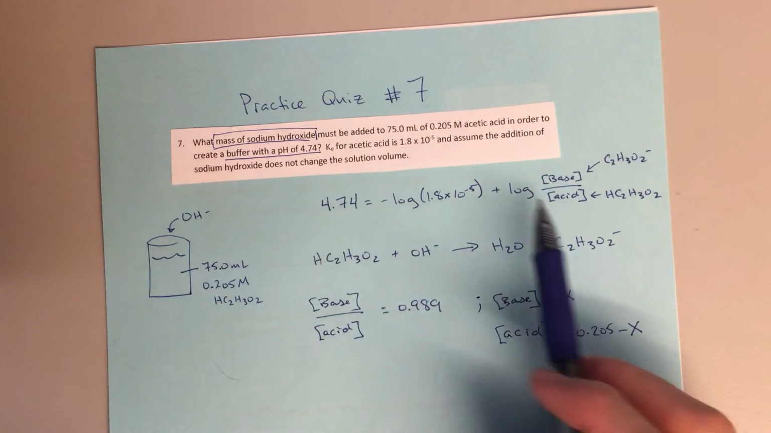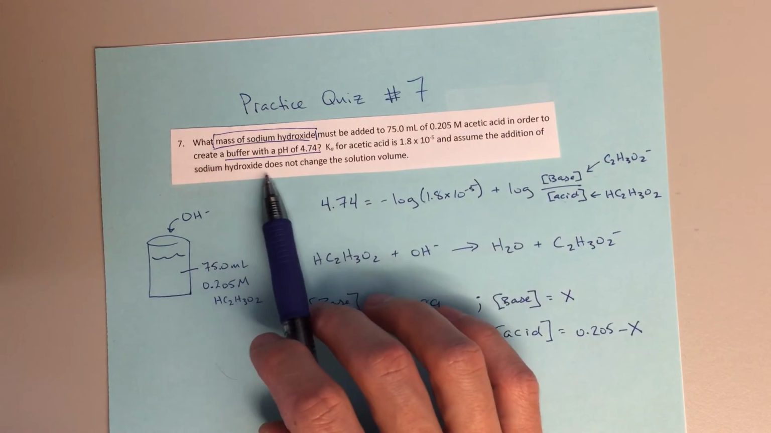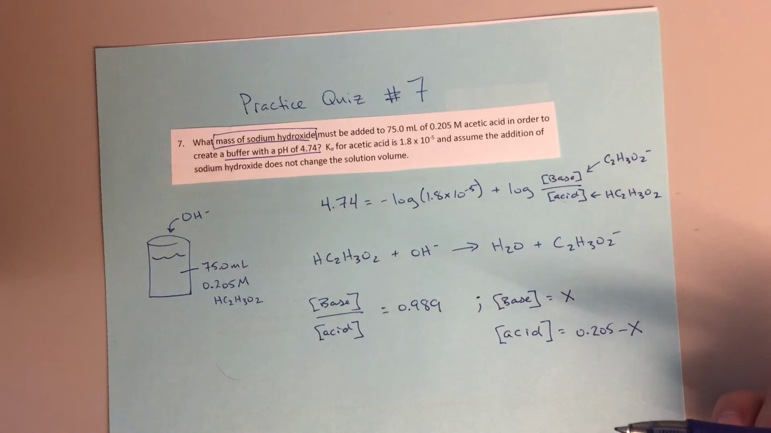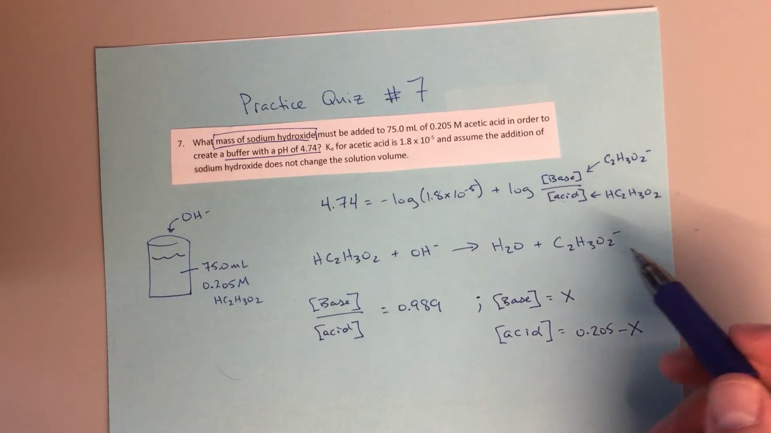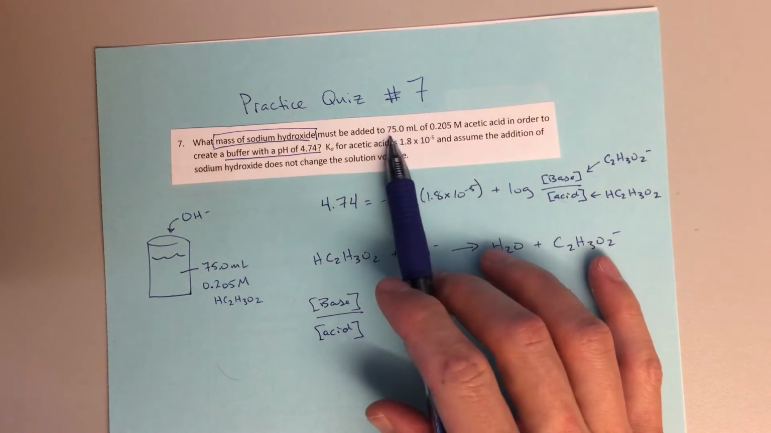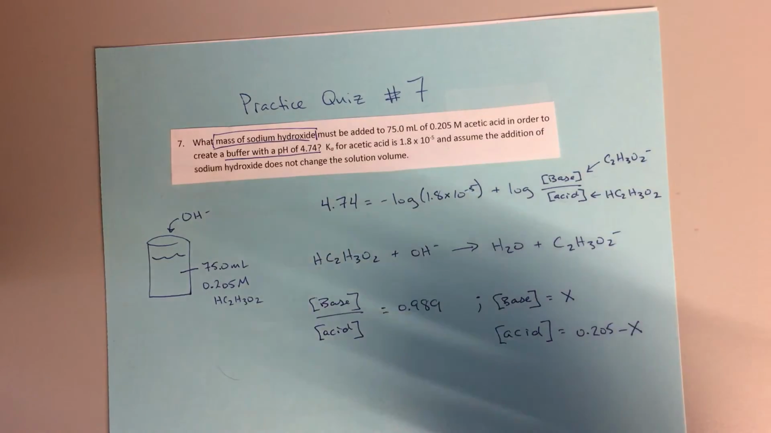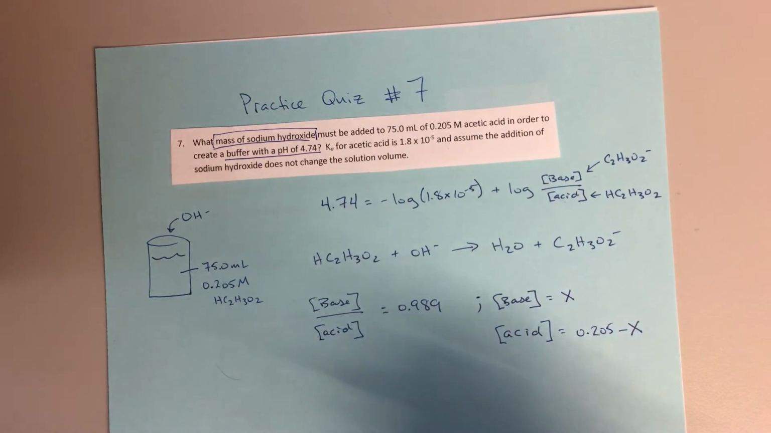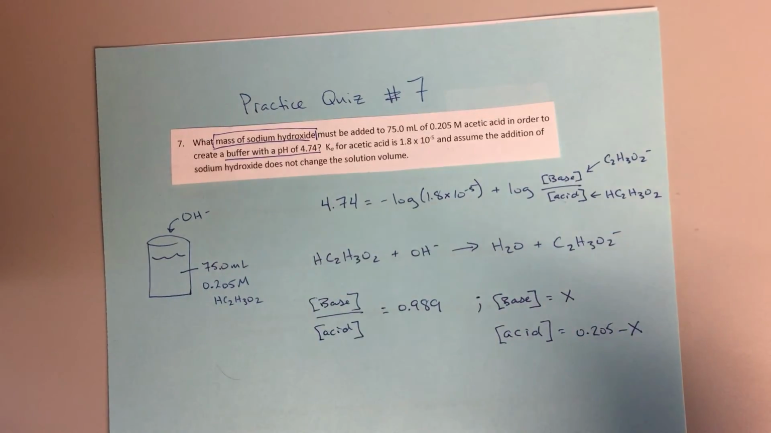Another key thing about this is that I say assume the addition of sodium hydroxide does not change the solution volume. So that simplifies the problem a little bit, right? Because we can say that my molarity is going to be based off of this 75 milliliters, even though I'm just adding a little bit of extra volume by adding a solid sodium hydroxide. That's not necessarily going to change the volume all that much. So that simplifies the problem a little bit.